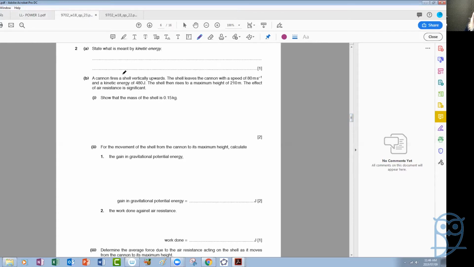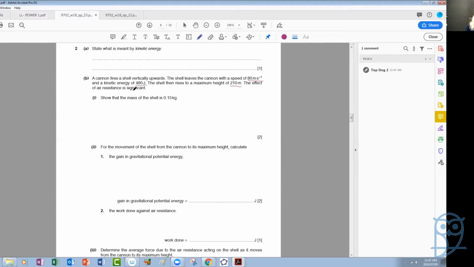Fine. Now, here, in question B is where the actual problem starts now. A cannon fires a shell vertically upwards. The shell leaves the cannon with a speed of 80 meters per second and the kinetic energy of 480 joules. The shell then rises to a maximum height of 210 meters. The effect of air resistance is significant.